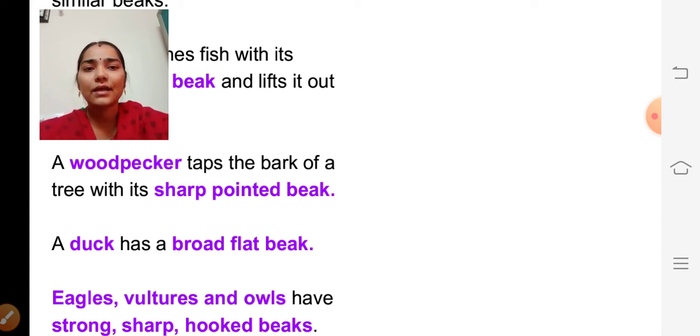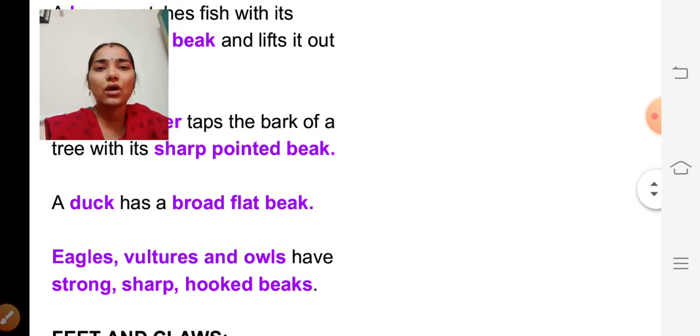Eagles, vultures and owls have strong, sharp, hooked beaks because these three birds are flesh eaters, isn't it? So they have to pick the animals, isn't it? So eagles, vultures and owls have strong, sharp, hooked beaks.